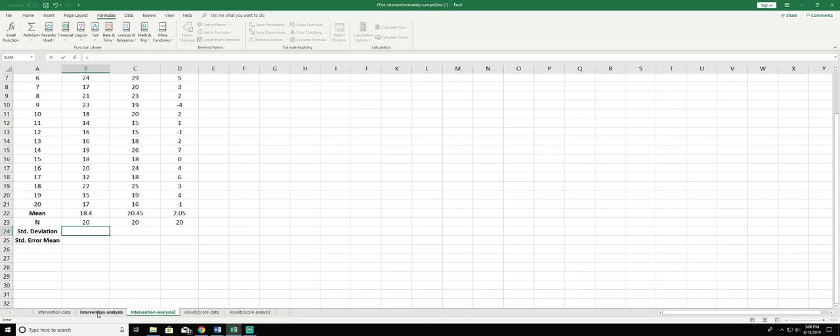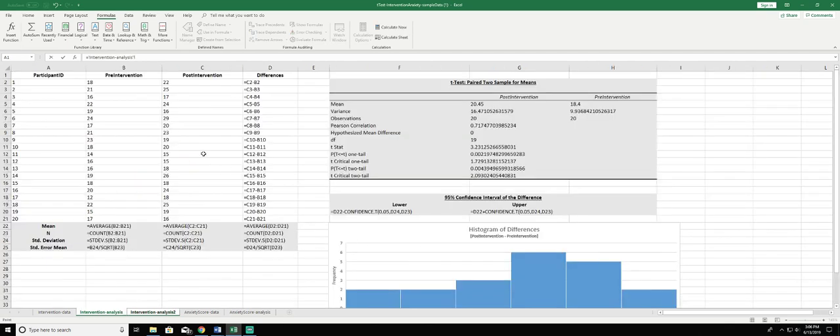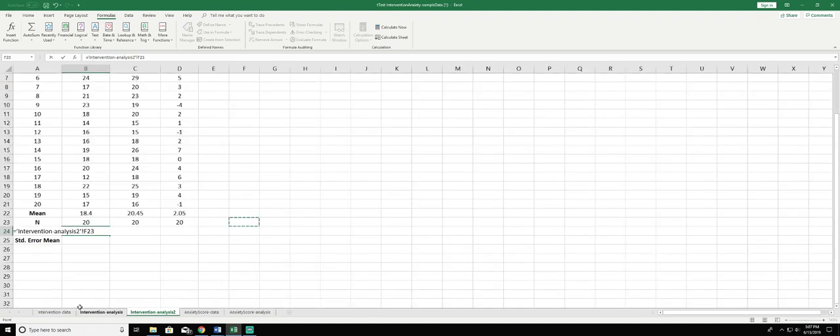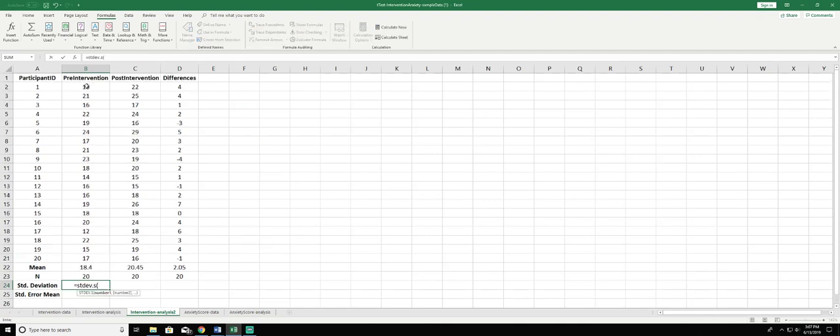Your standard deviation is the measure of spread of your data. So when we look here, we can see that our standard deviation will probably be pretty small, but let's take a look. Standard deviation of our sample.